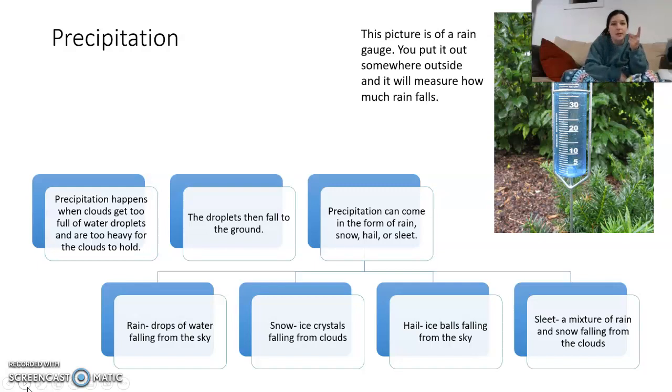And then up here on the right, this is a picture of a rain gauge. You put it outside somewhere where there are no trees or anything directly above, nothing covering it, so you can get a pretty accurate measure of how much rain falls within the certain amount of time that you stick it out there for.